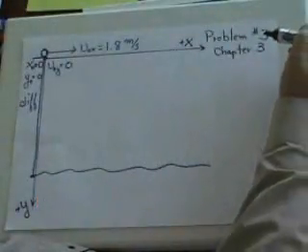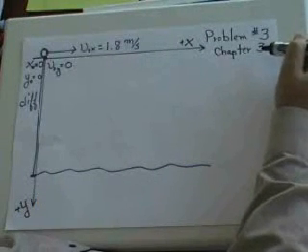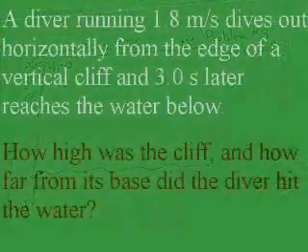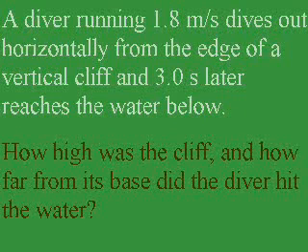We're going to do problem number 3 from chapter 3. Let me read the question first. A diver running 1.8 meters per second dives out horizontally from the edge of a vertical cliff and 3.0 seconds later reaches the water below. How high was the cliff and how far from its base did the diver hit the water?